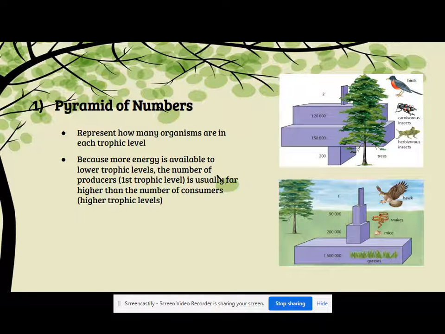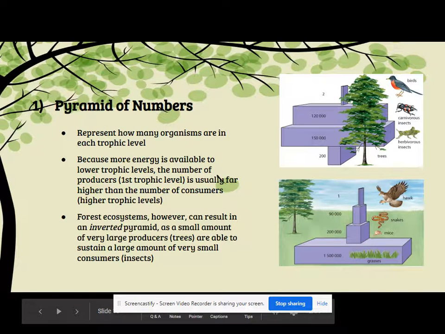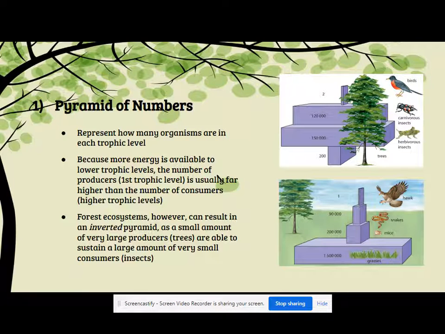So usually more energy is available to lower trophic levels, so there's way more producers. Like the bottom one, there's way more grass than there is hawks. Okay, so traditionally it does look like a normal pyramid, but in forest ecosystems, you can get a very weird looking pyramid that's tiny at the top and tiny at the bottom because huge producers like trees could sustain a ton of insects, an absolute ton of insects. Now, there's not going to be very many birds that feed off of those insects, but the middle part of the pyramid could be kind of like a bulge. Okay, so that's a pyramid of numbers. A little different.